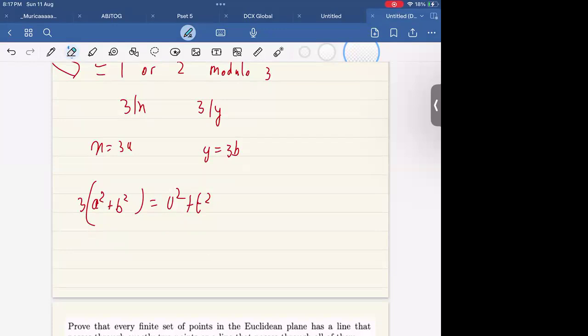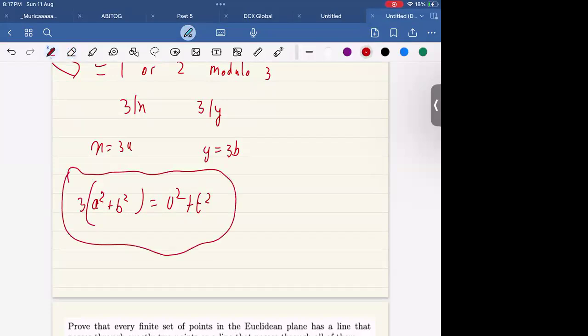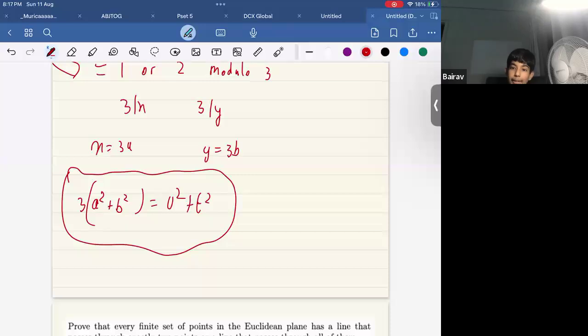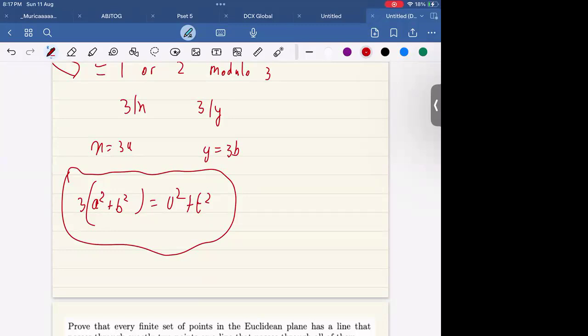But now we have another set of variables a, b, u, t, which satisfies the equation. So what can we do on this? Yeah, Bedrav? The extremal principle or infinite descent or induction. Yeah. So we can repeat this procedure again, what we just did.